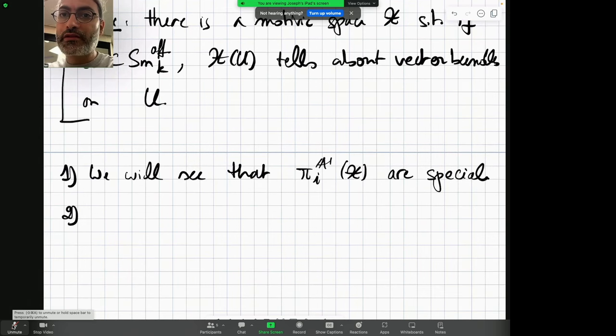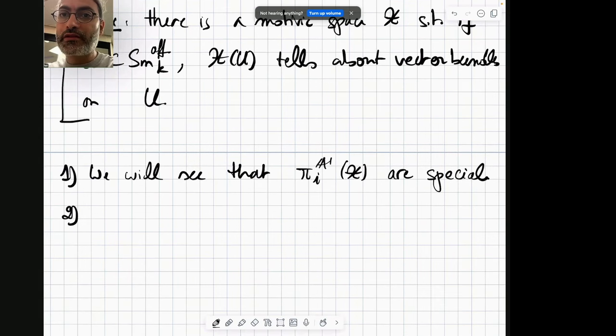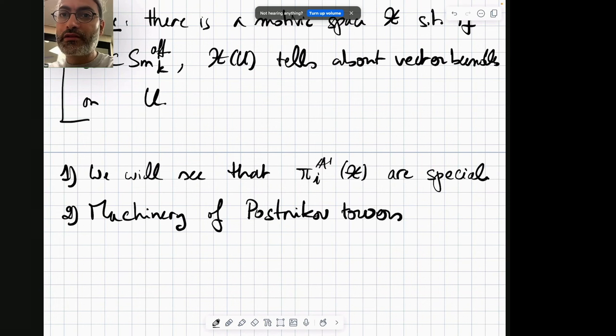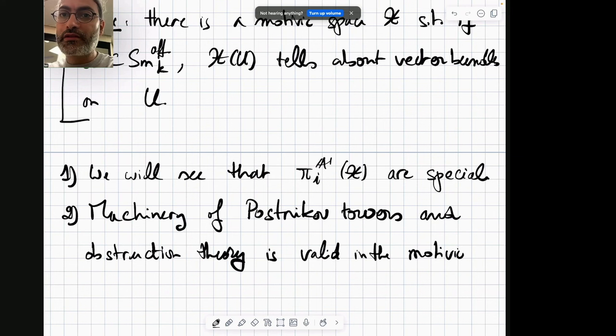So the second part is the machinery of Postnikov tower and obstruction theory is valid in the motivic setting.